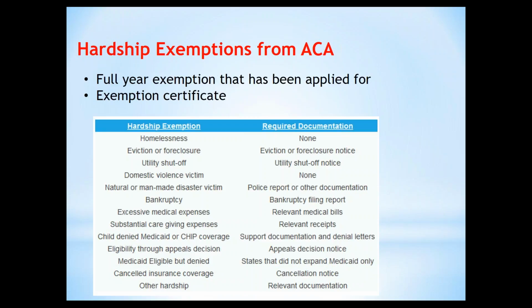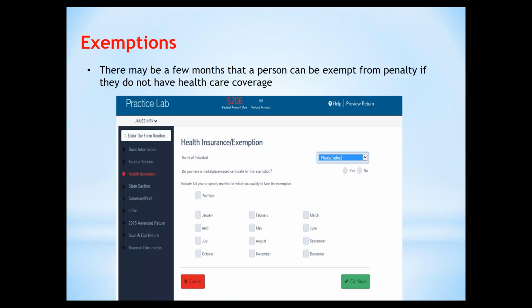So these are some of the exemptions for the Affordable Care Act, and where you may be able to use a list of exemption codes. I'll show you the full list of exemption codes in the next slide, but this is what it looks like to indicate an exemption in the software. So you can see here it's asking the name of the individual because people in the household may have different insurance situations. A lot of the time they're the same.